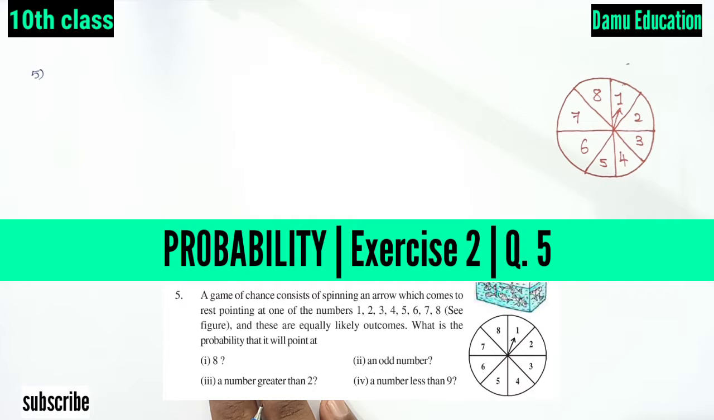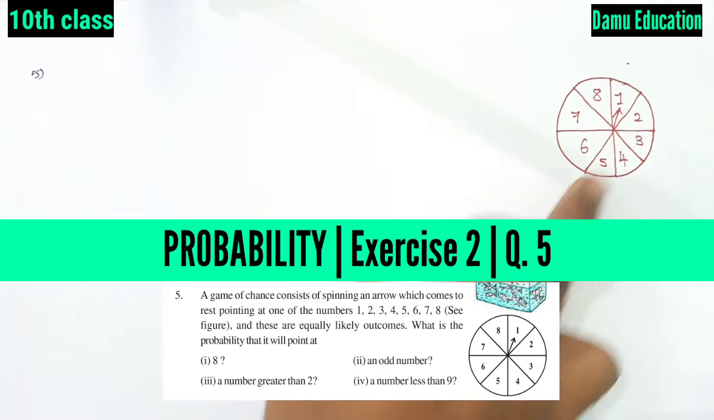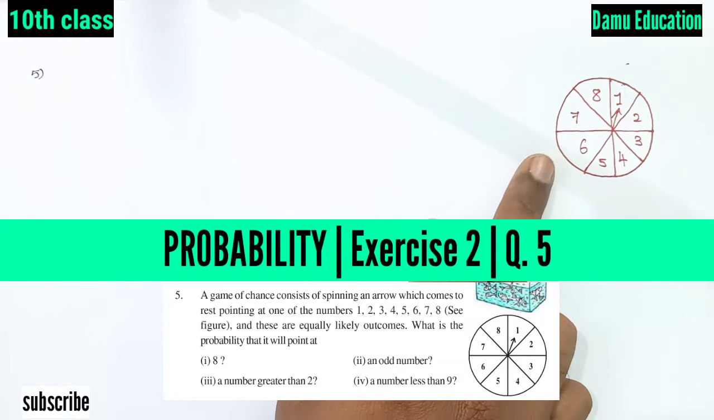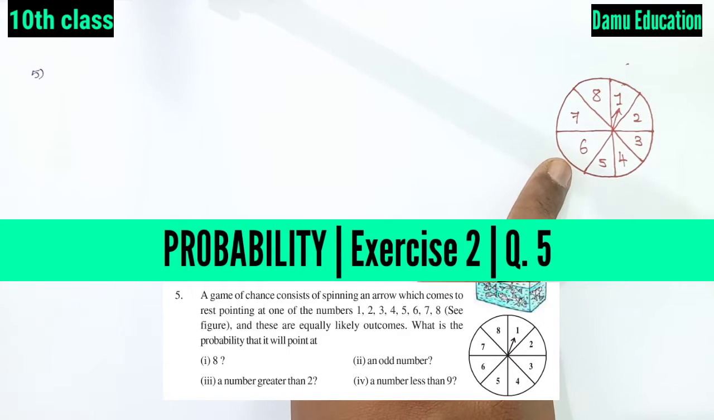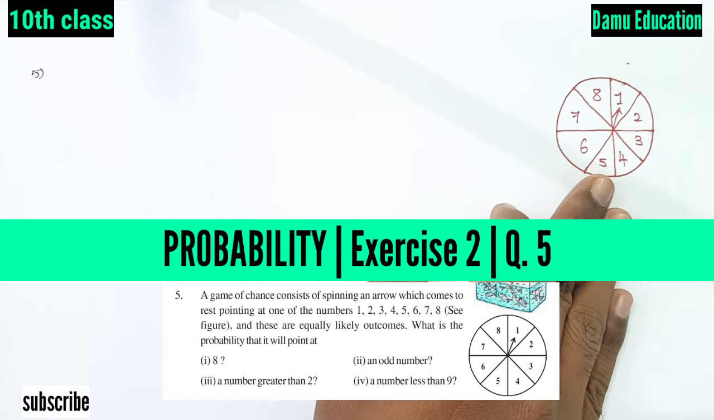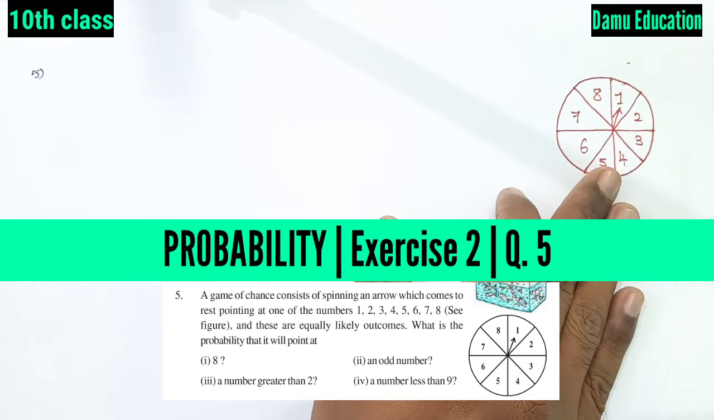So in this module, we are going to discuss our fifth question. A game of chance consists of spinning an arrow which comes to rest pointing at one of the numbers 1, 2, 3, 4, 5, 6, 7, 8. So 8 numbers are there. This is the figure, and these are equally likely outcomes. What is the probability that it will point at an 8, an odd number, a number greater than 2, a number less than 9? So we need to find the probability.